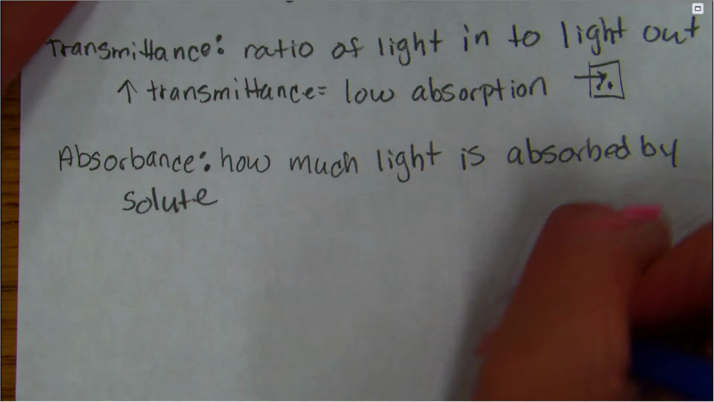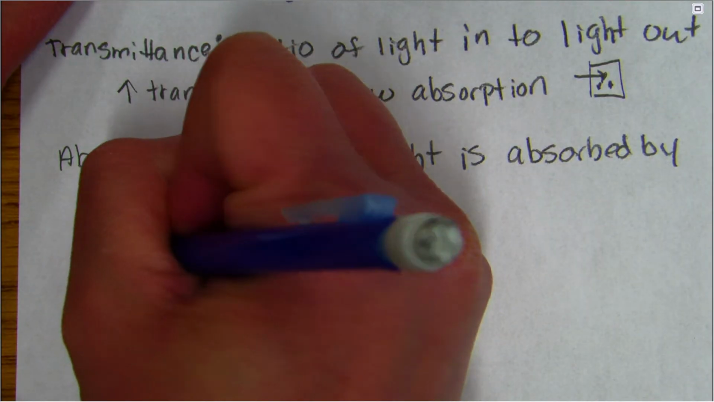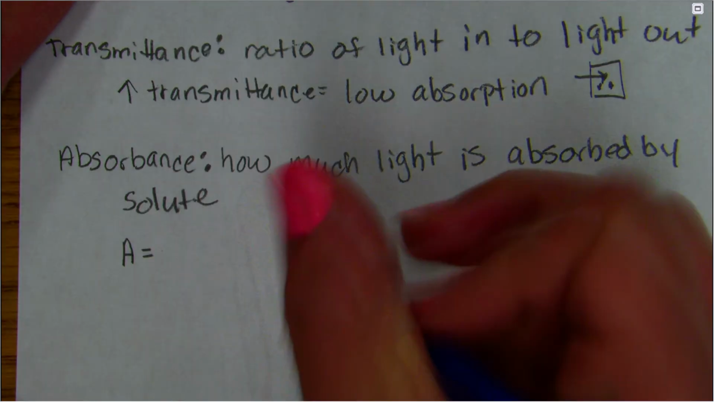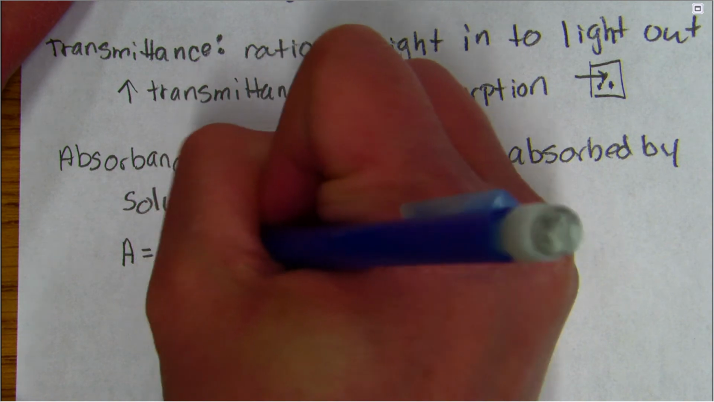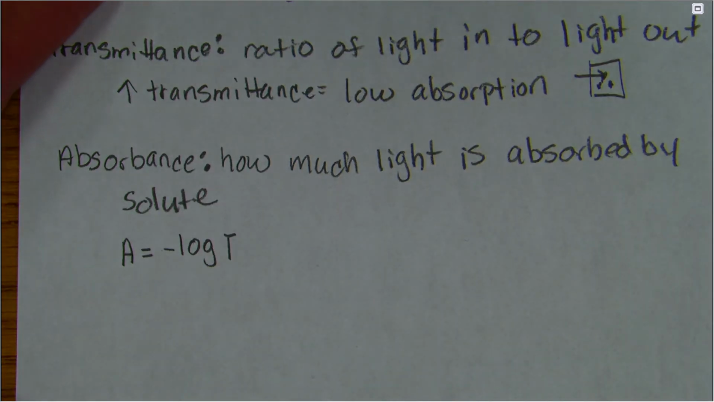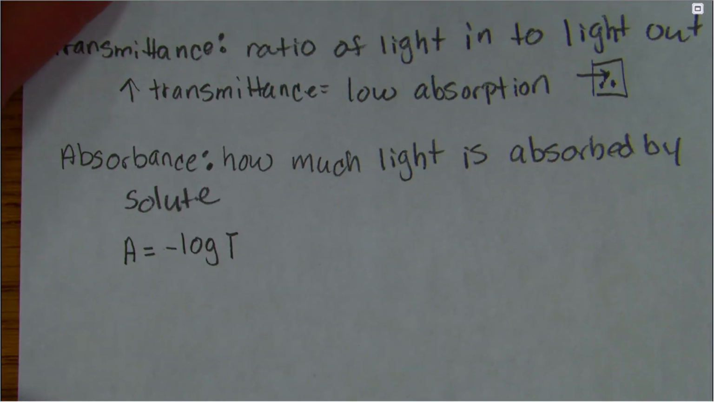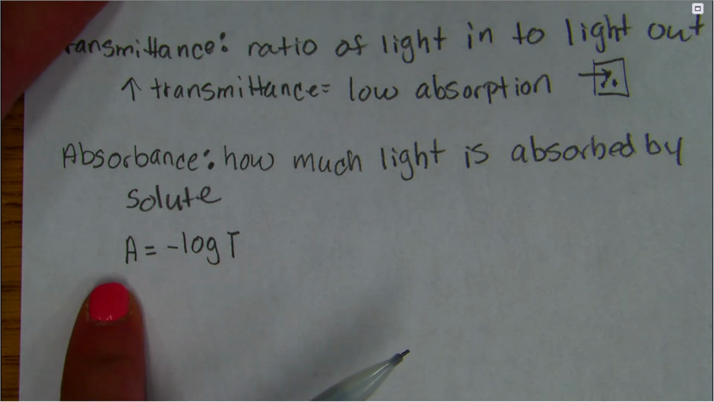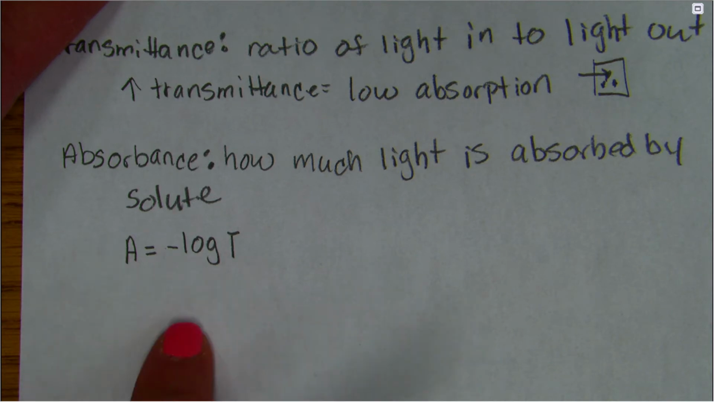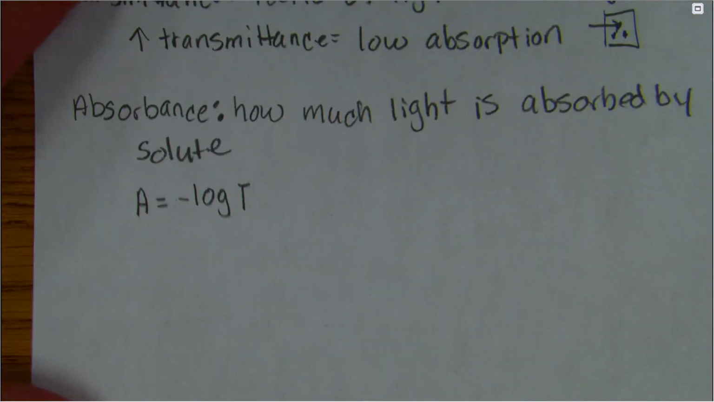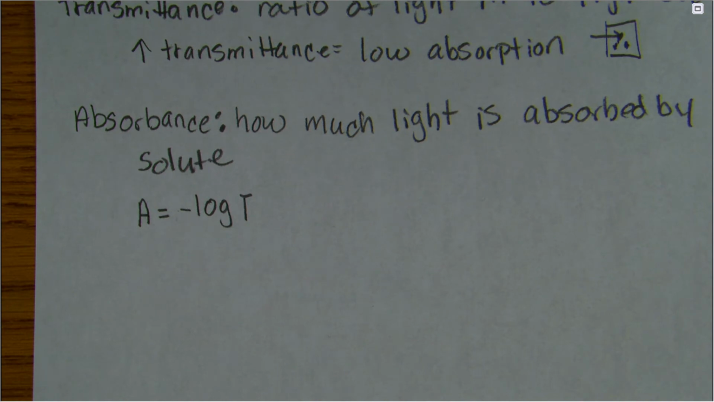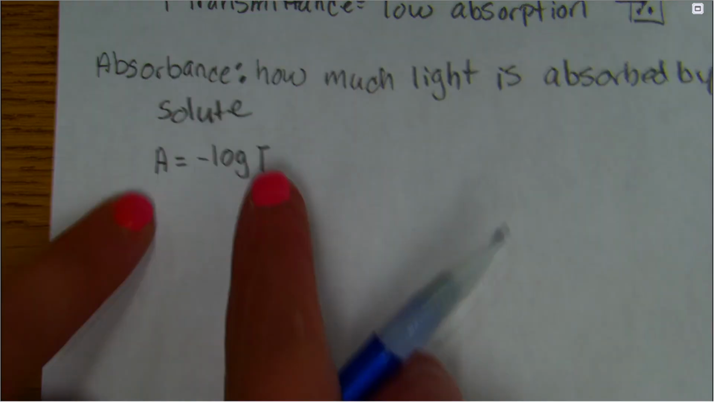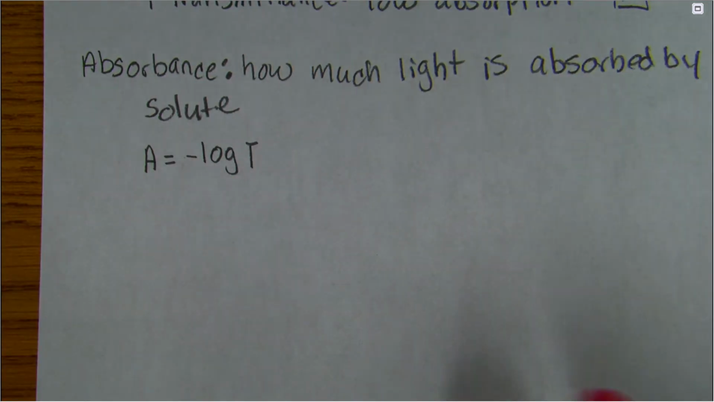And we can find the absorbance if we know the transmission by doing the negative log of T, for example. All right, and then you can do the opposite of that. If you have A, you can find T as well by doing 10 to the negative A, all right? Just like we did in pH, that logarithmic relationship there. And we can use this to compare absorption and transmission.